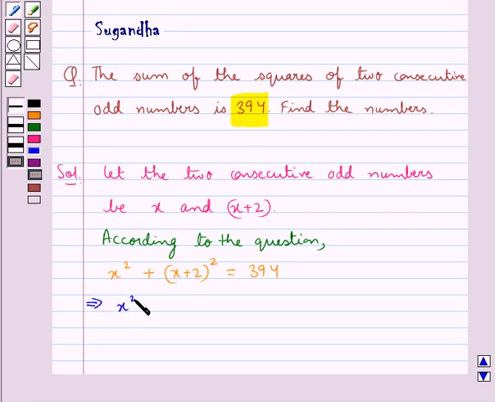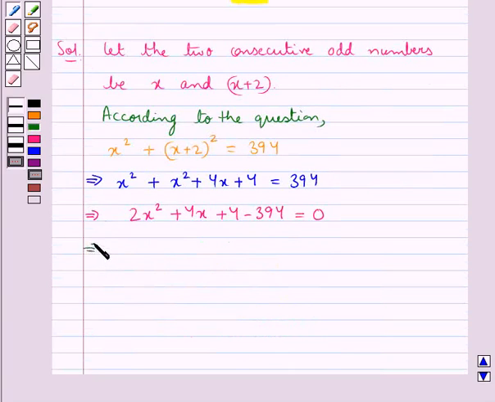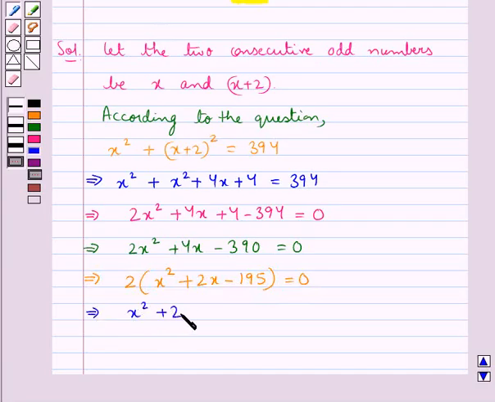So further we get x square plus 4x plus 4 is equal to 394. This gives us 2x square plus 4x plus 4 minus 394 is equal to 0. That is, we have 2x square plus 4x minus 390 is equal to 0. Now taking 2 common from the left hand side, we have inside the bracket x square plus 2x minus 195 is equal to 0. This gives us x square plus 2x minus 195 is equal to 0.